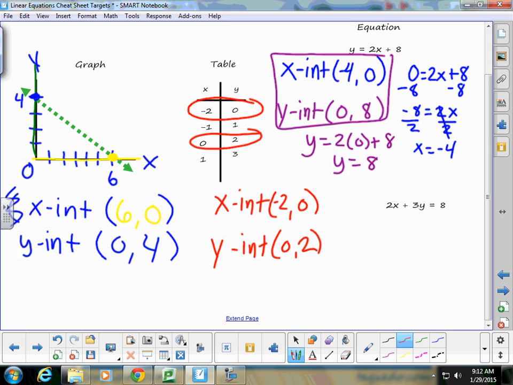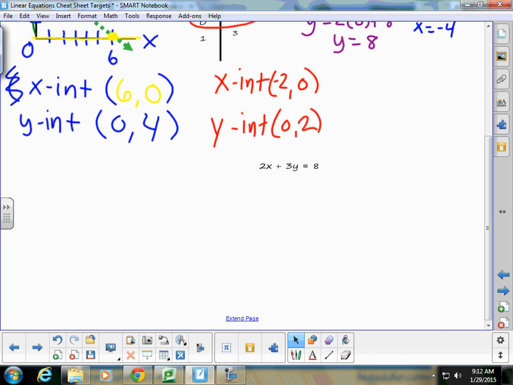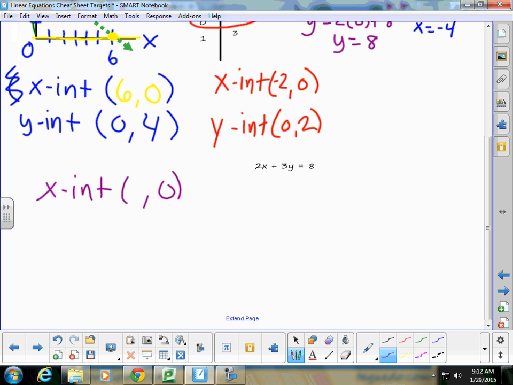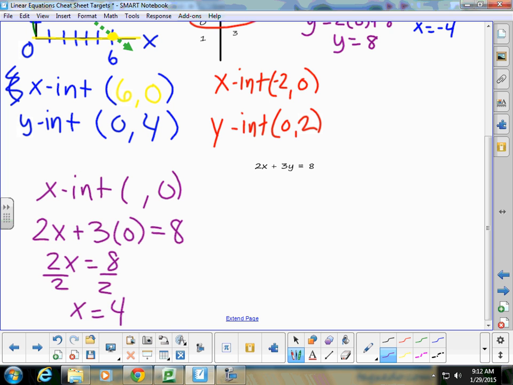Same thing here below. Do the same thing. So for my x-intercept, I'm going to bring this all the way down just so we have room. For my x-intercept, that is when y is 0. So I plug in 0 for y. So I have 2x plus 3 times 0 equals 8. So I get 2x is equal to 8. I divide by 2, and I get x equals positive 4.